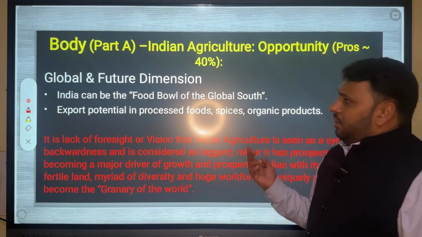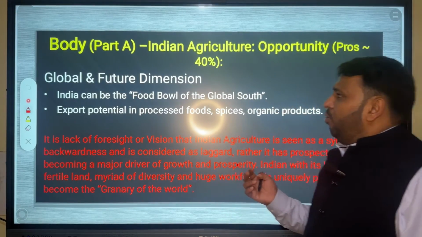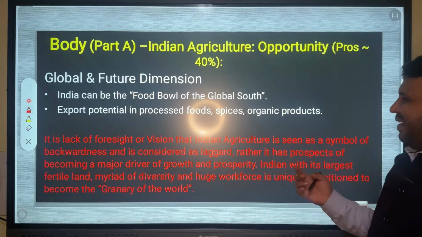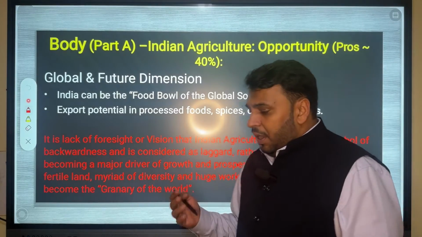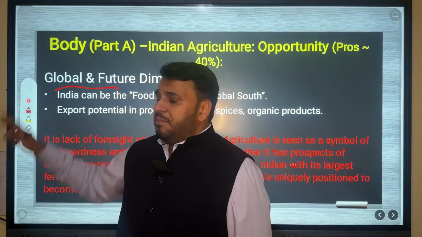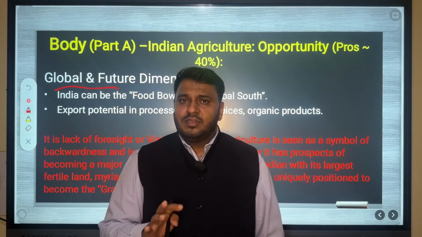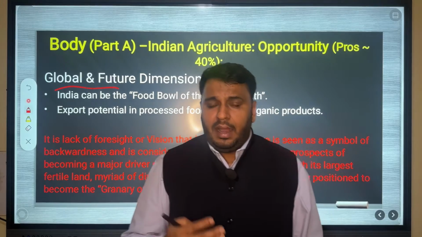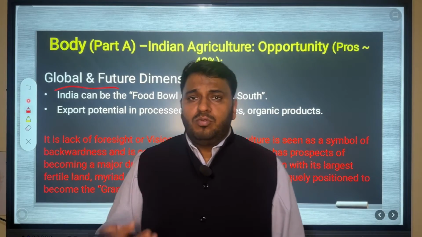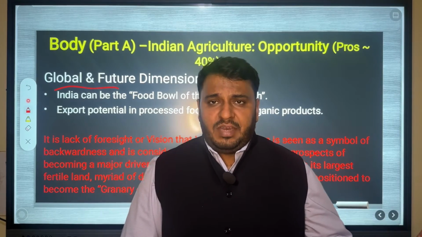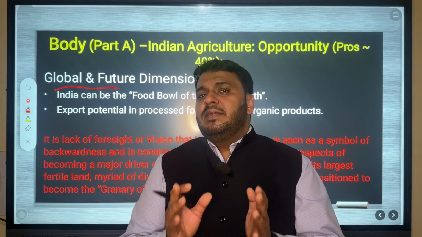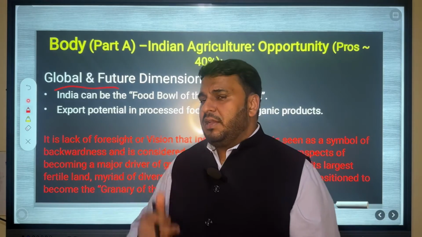Global and future dimension. India can be the food bowl of the global south. Export potential in processed foods, spices, organic products. So there is a lot of international dimension involved. See, globally we can become the leaders in the supply chain as far as agriculture produce is concerned. If we can bring our output levels or productivity levels equal to some of the developed countries, but in a sustainable manner, we can become the leaders in the supply chain of agricultural produce.